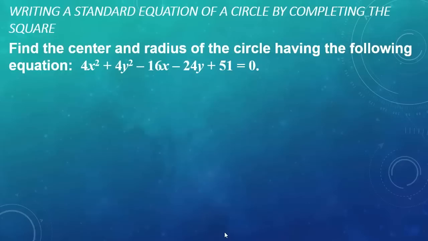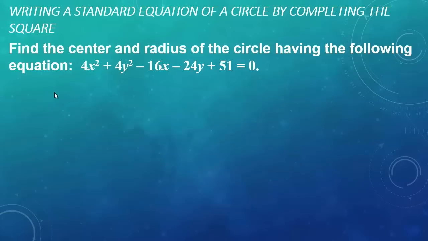Here's an example that's not in your notes, but I've seen questions like these on assessments, so I would recommend that you write these in your notes. In this question, we are to find the center and radius of the circle having the following equation: 4x squared plus 4y squared minus 16x minus 24y plus 51 is equal to 0.